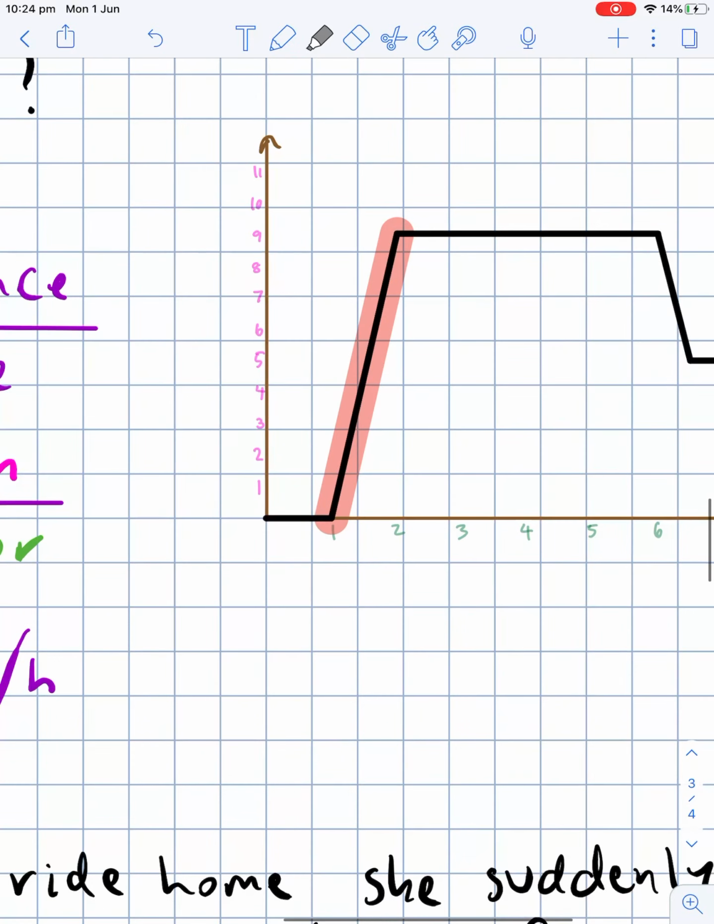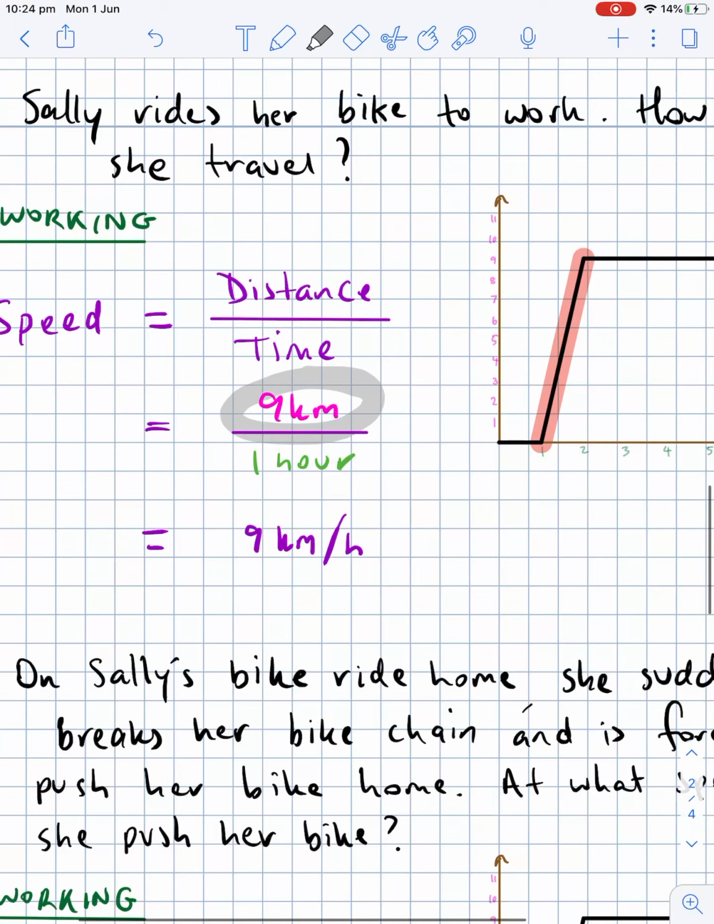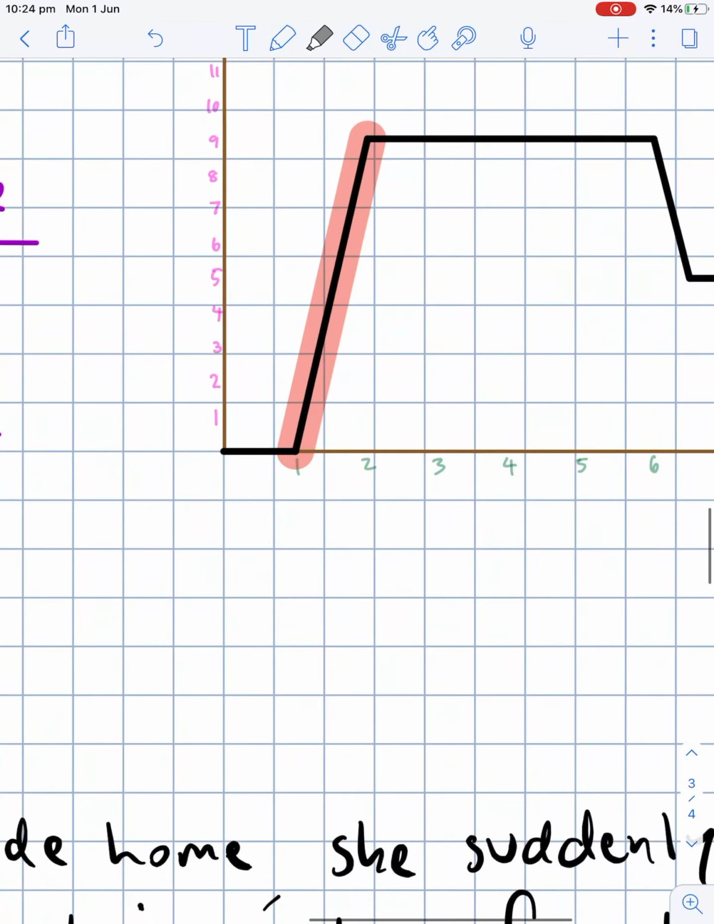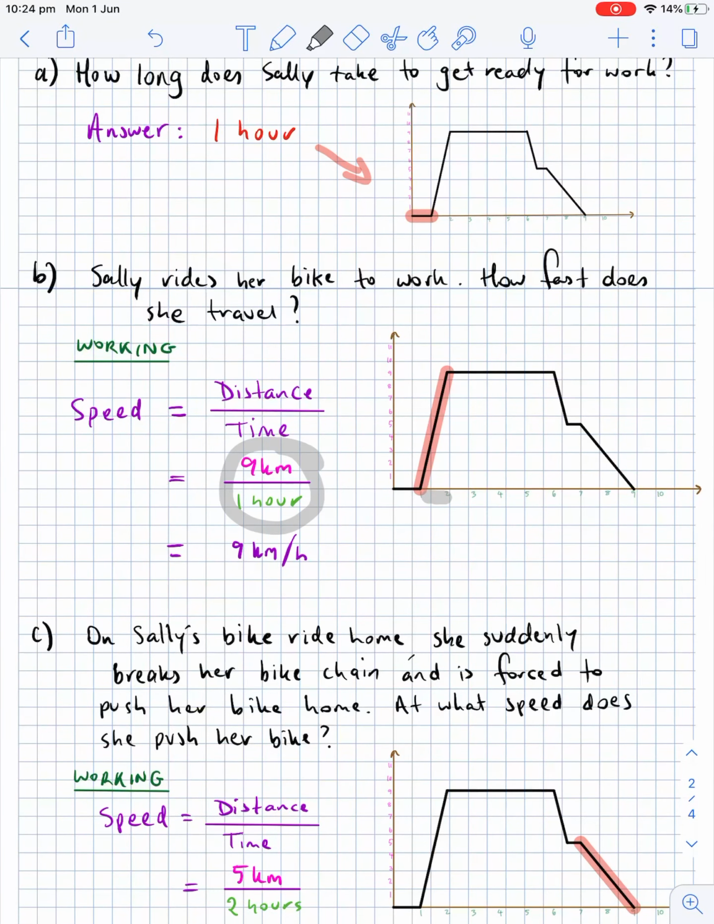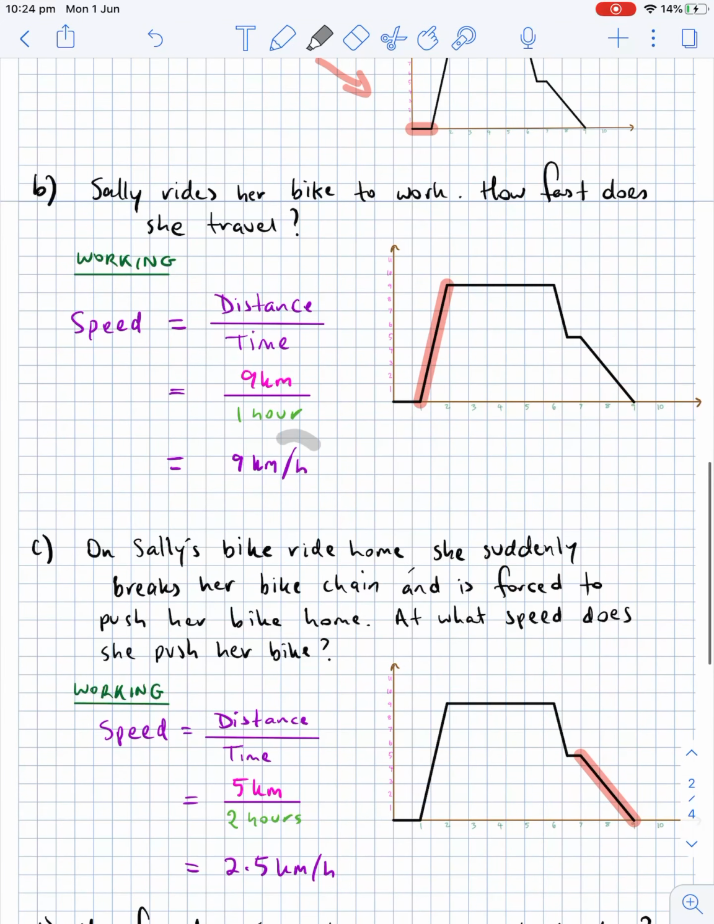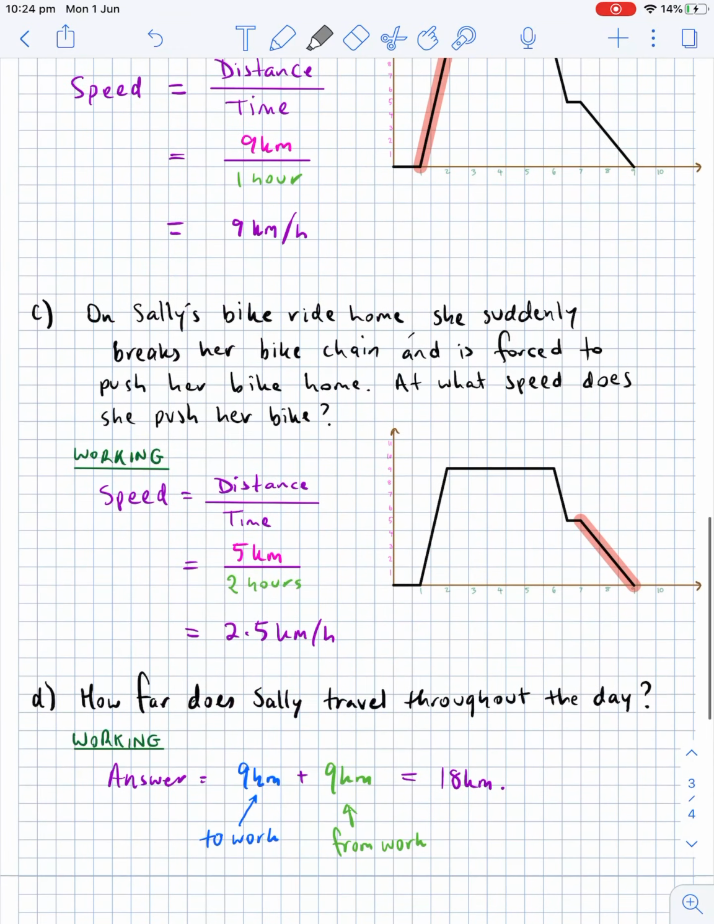Now, on this line, she travels 9 kilometres. It gets all the way up to the 9 kilometre mark. So our distance is 9 kilometres. And this literally takes her an hour. She goes from 1 hour to the 2 hour mark in this time. If we follow that point down, it goes straight down to the 2 hour mark. So that's going to literally take her 1 hour to travel those 9 kilometres. 9 divided by 1 equals 9 kilometres per hour, which is the unit for speed here.